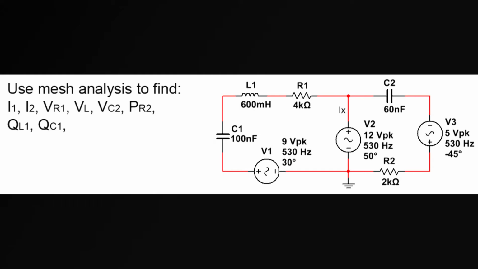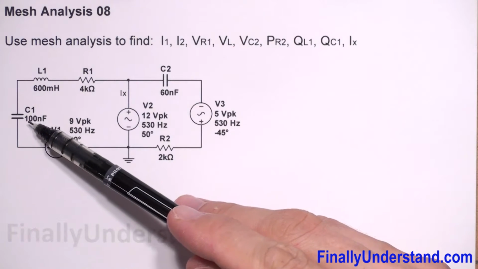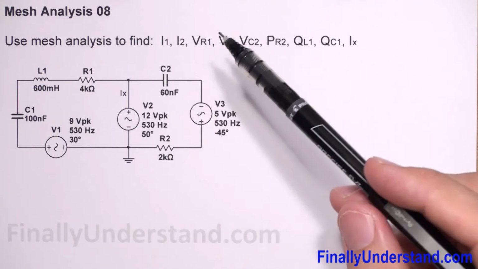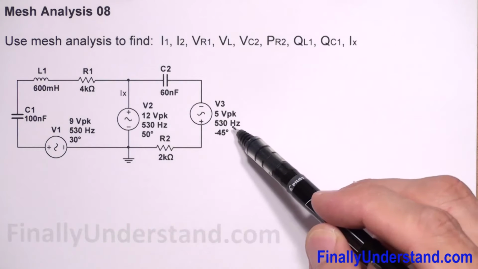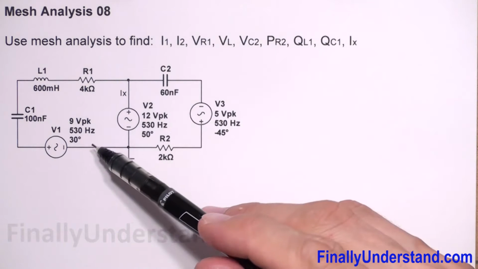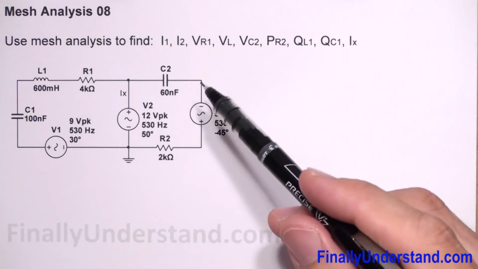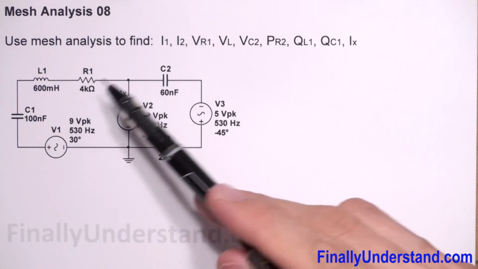Let's take a look at this example. Please notice that in this problem we are not given the impedances of the capacitors and inductor, but we are given the frequency. Please notice that the frequency of each voltage source is the same, so we can find the impedance of the capacitors and inductors.